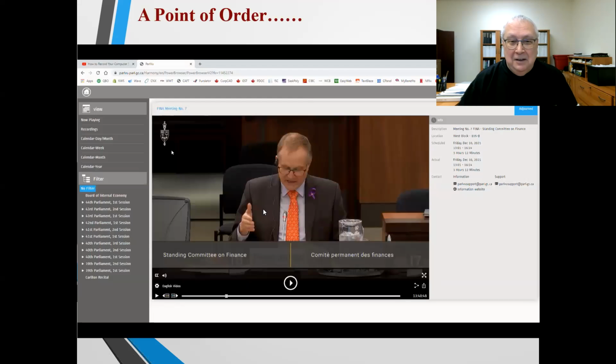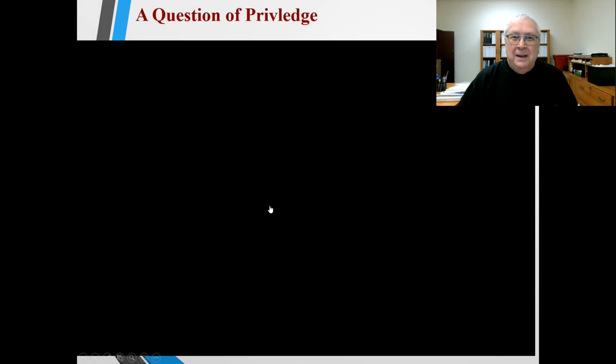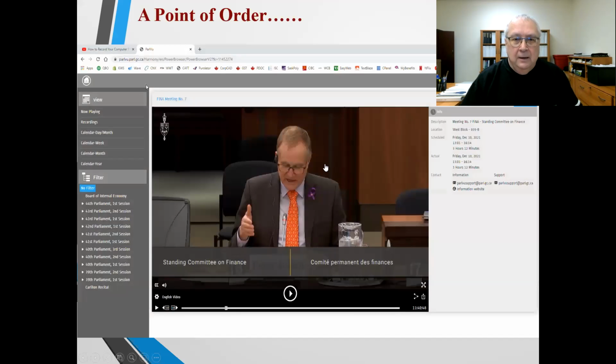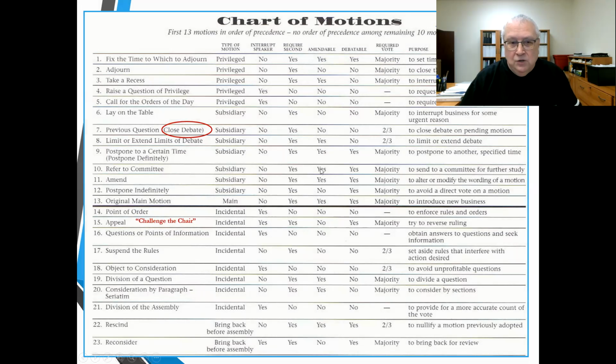So that's in the wow category. The discussion that has taken place is all about the individual rights of the members of the group, this committee, the assembly. And they're asserting their rights using the chart of motions. What was being talked about is a point of order. Point of order stands at priority 14. There was a challenge to the chair.